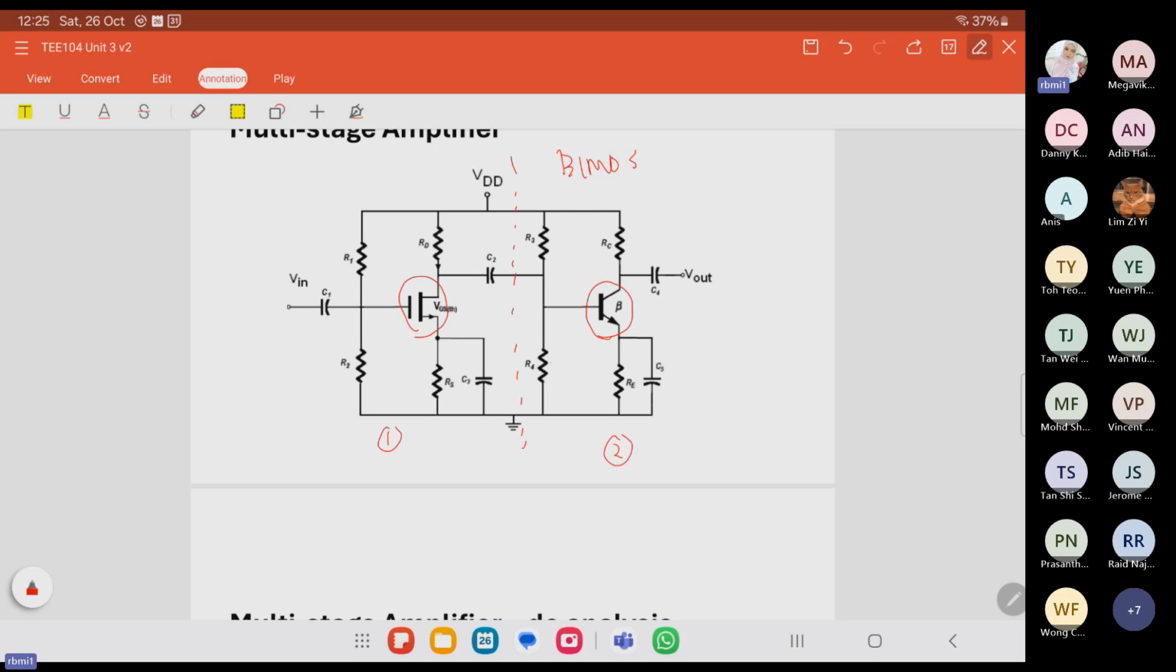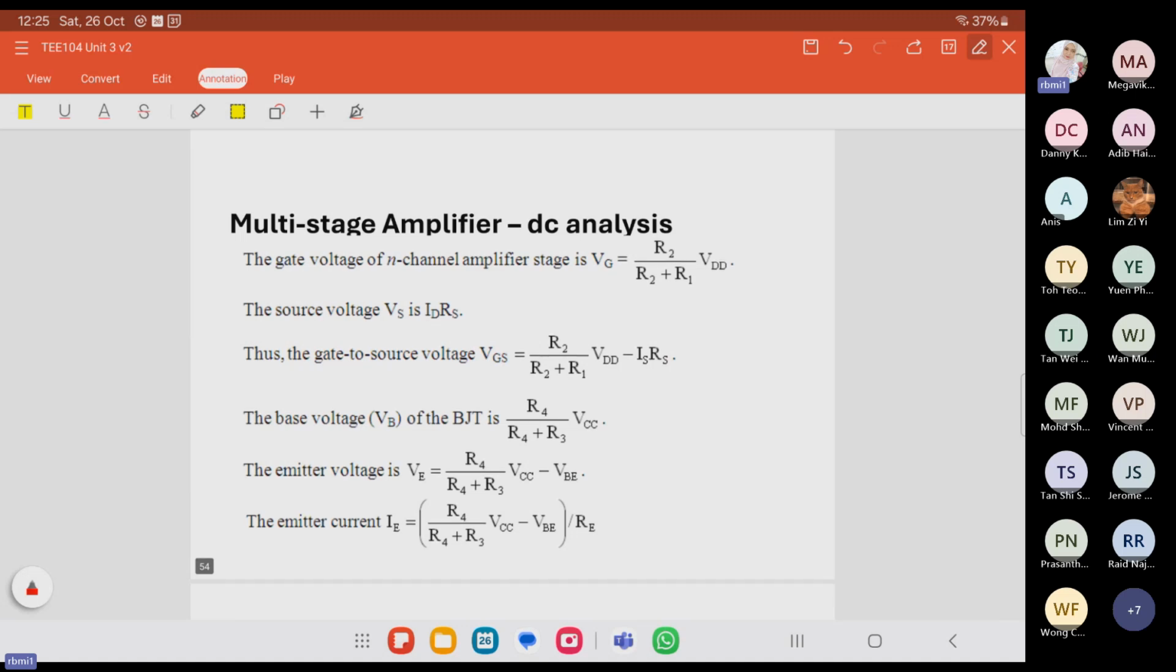For the analysis, we can do DC and AC analysis as well, but we must take into consideration these two transistors. For the gate voltage of the N channel amplifier, for the first one we have the MOSFET. For the first stage MOSFET, this is VG, and then we have the VS and the VGS. And this one is for the second stage. For the second stage BJT, we have the VB, VE, and IE. These are all the parameters for the BJT, whereas these are all the parameters for the MOSFET.